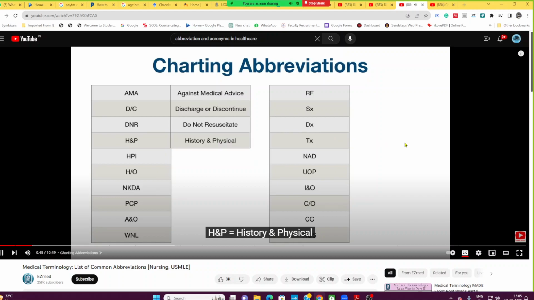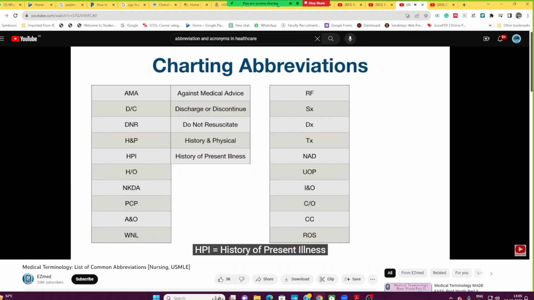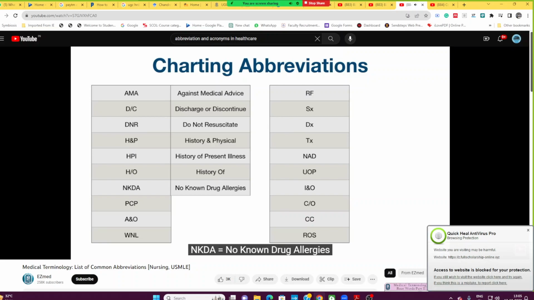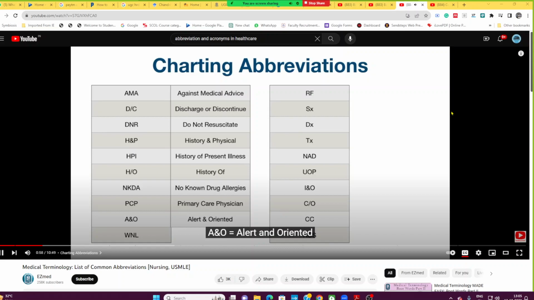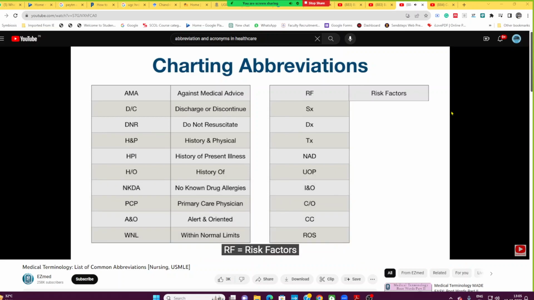HMP, History and Physical. HPI, History of Present Illness. HO, History of. NKDA, No Known Drug Allergies. PCP, Primary Care Physician. A&O, Alert and Oriented. WNL, Within Normal Limits. RF, Risk Factors. SX, Symptoms. DX, Diagnosis. TX.